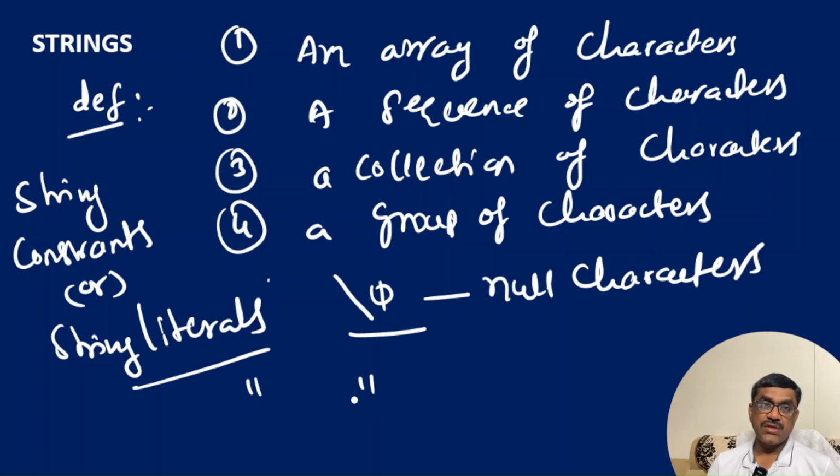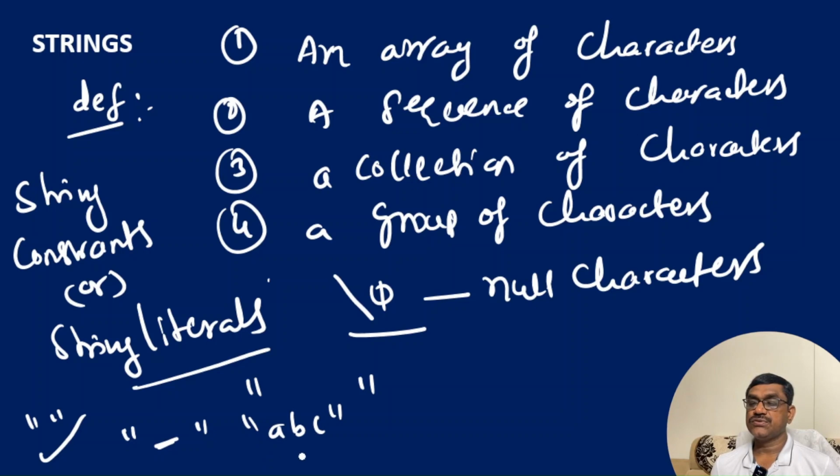A string constant is a collection of 0 or more characters which are enclosed in double quotes. That is, if you write double quotes like this, here we have empty space. This is also a string. Here it is 0 characters. This is 1 character. Now, for example, if you write ABC enclosed in double quotes, 3 characters, right? We can write "123" in double quotes. So it is not numeric. It is treated as a string. Why? Because whatever is enclosed in double quotes is known as a string, or we call it a string literal.